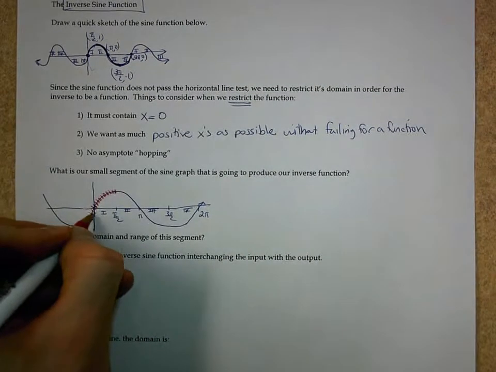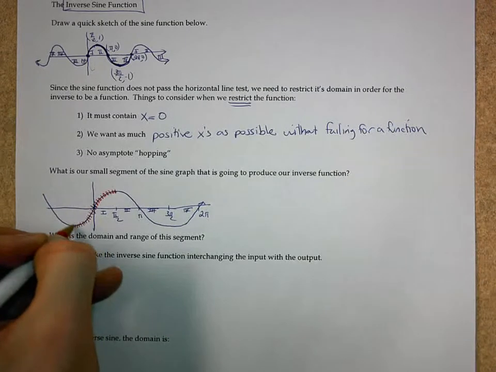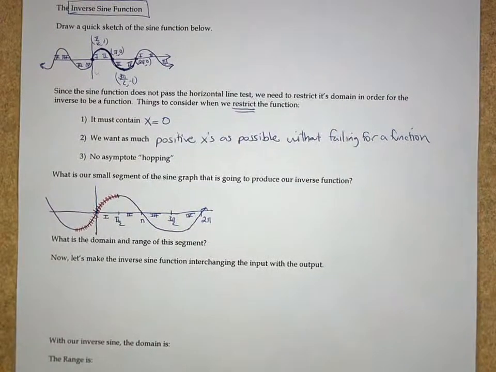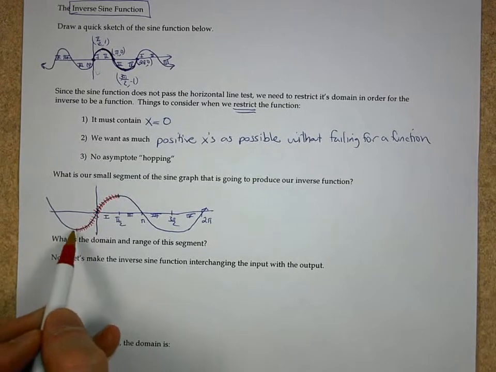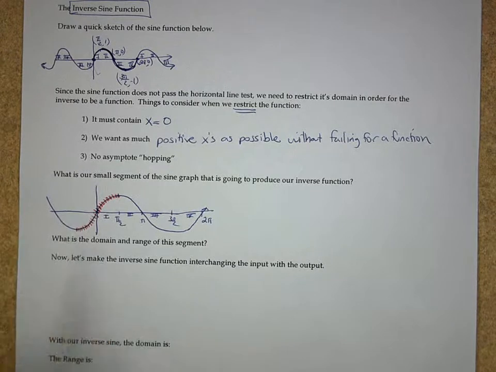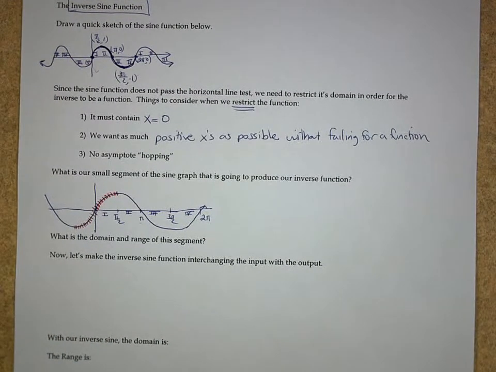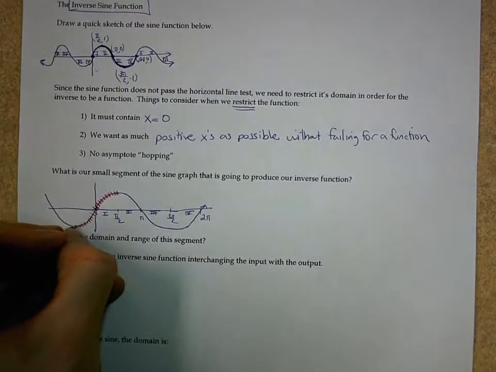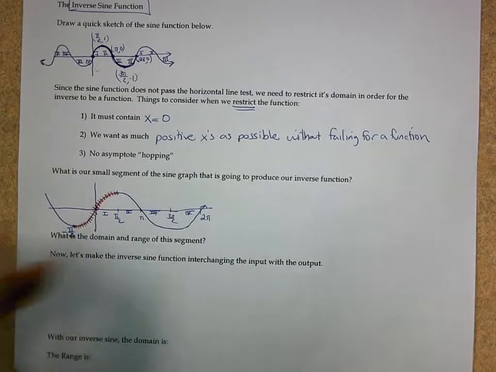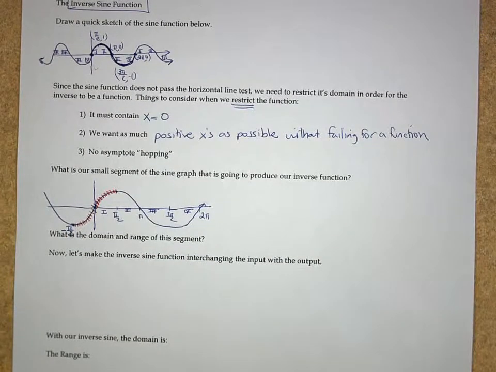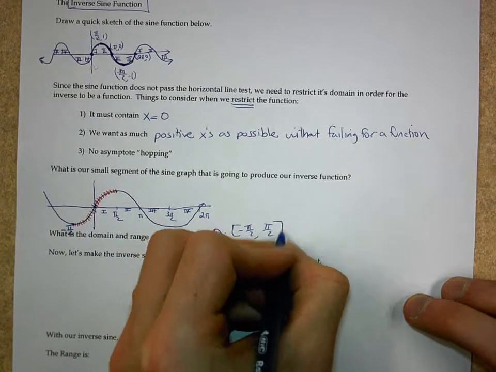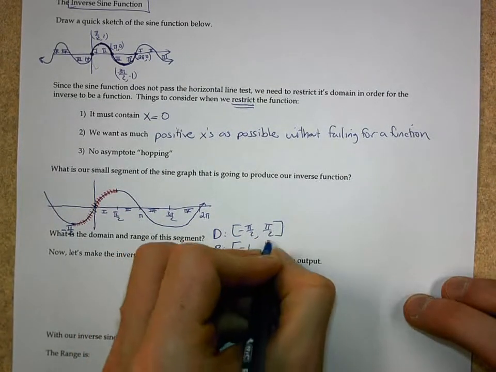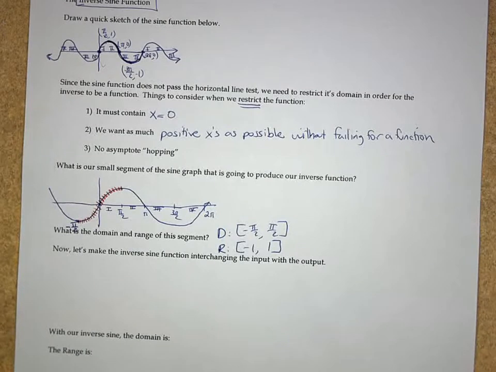I'm going to do the same thing going in the other direction. Keep going along until I fail the horizontal line test a second time. Right here, if I were to draw a horizontal line, I would fail if those red ticks were to continue to the left. So I've got to limit my graph to right here is negative pi over 2, and over there is pi over 2. So the domain of the segment is negative pi over 2 to pi over 2. The range is negative 1 to 1.